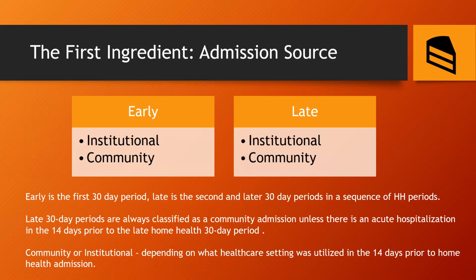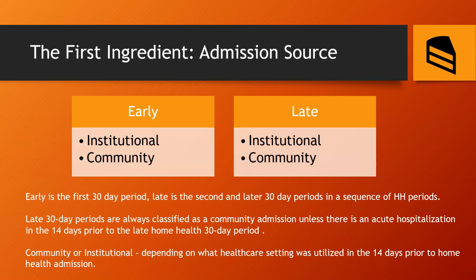The first thing we're going to talk about is the admission source, and that can either be early or late, institutional or community, depending on the situation. An early admission is within that first 30-day period. Late is the second and subsequent 30-day periods in a sequence of home health periods. A late 30-day period is always classified as a community admission unless there's an acute hospitalization in the 14 days prior to the late home health 30-day period.